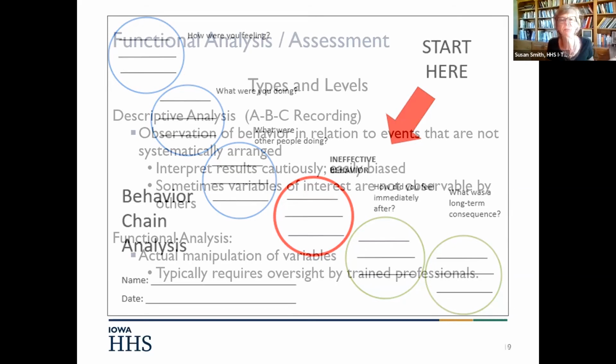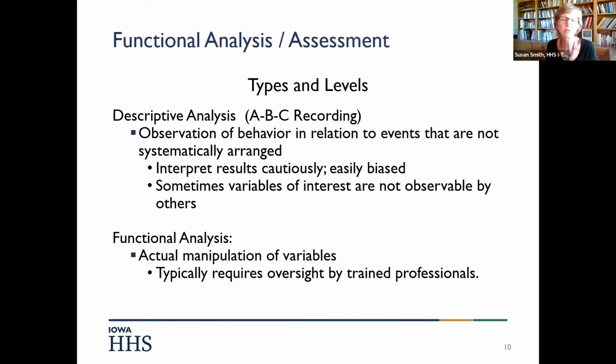Okay, next slide. So those are all pertaining to indirect sources of functional assessment, because we're just talking to people, getting their opinion about what happened. The next type is called descriptive analysis, and that's where somebody has made an observation of the behavior in relationship to the events that are changed. What that means is they've just observed it. They weren't trying to make therapeutic interventions during the behavior. Sometimes it's called ABC recording.